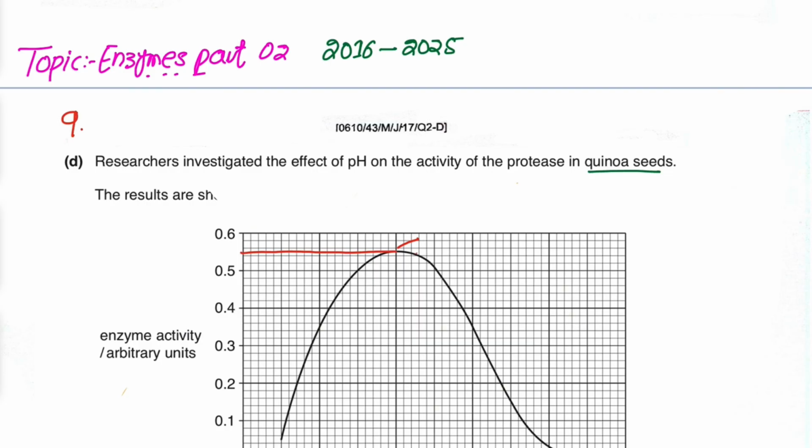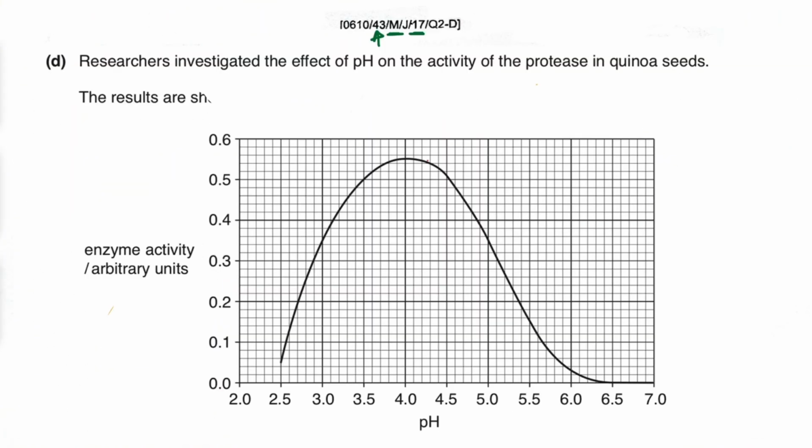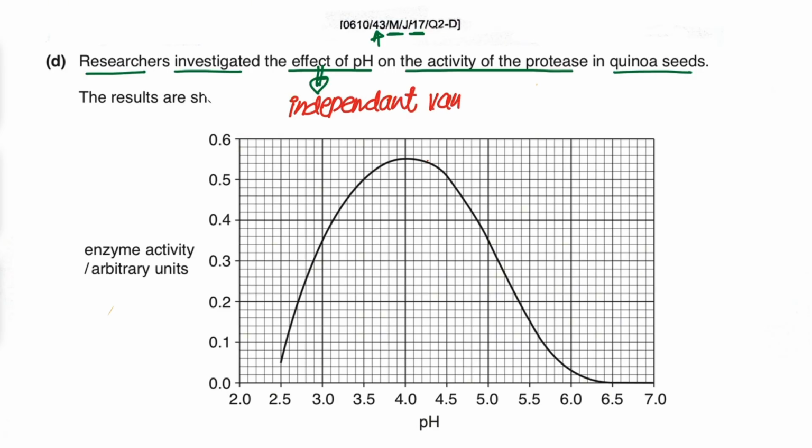This appeared in your year 2017, May/June, variant 4-3, question number 2, part D. The researchers investigated the effect of pH on the activity of the protease in quinoa seeds. Since I am looking at the effect of pH, this is the variable we are required to change, so it acts as the independent variable. The results are shown in the graph given below.